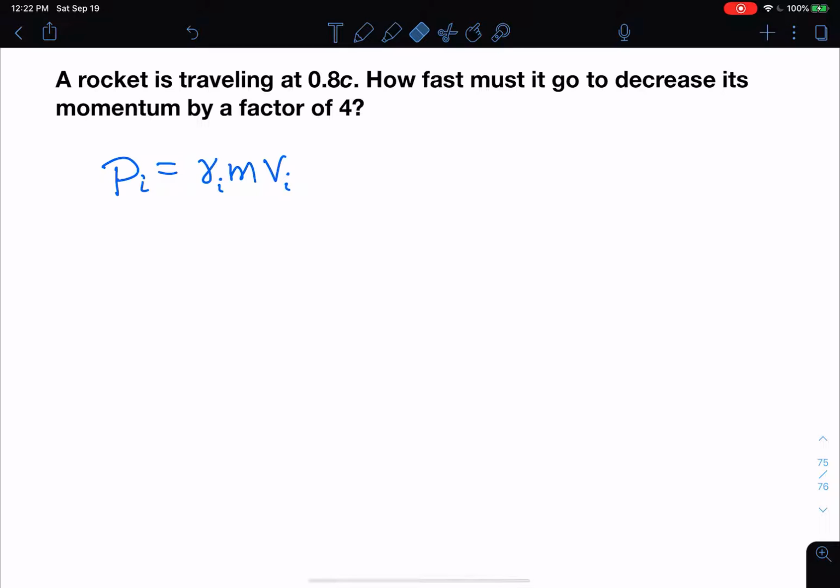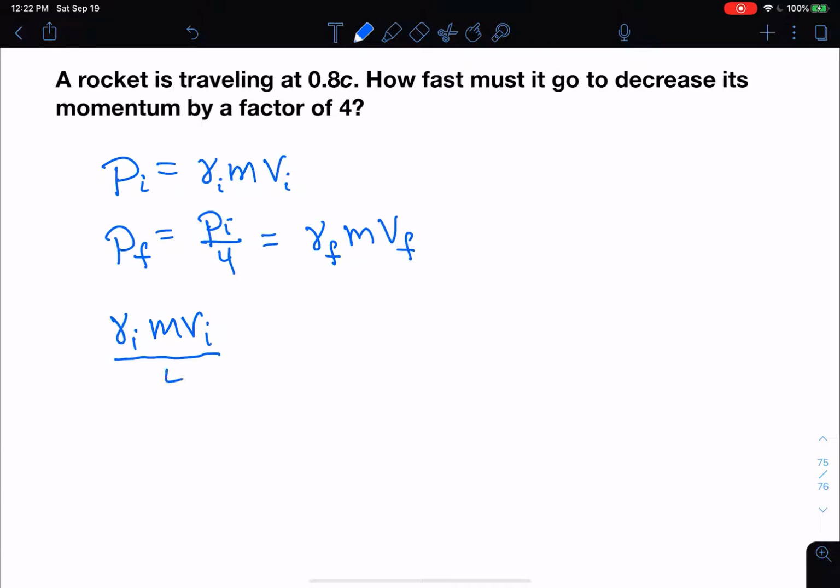So that tells me that P final is P initial divided by 4. And I also know that P final is going to have to equal gamma final times M times V final. Okay, so I'm going to focus on just this part here, and make my substitution for P initial. So substituting for P initial, I have gamma initial, M, V initial, divided by 4, that's going to equal gamma final, M, V final.